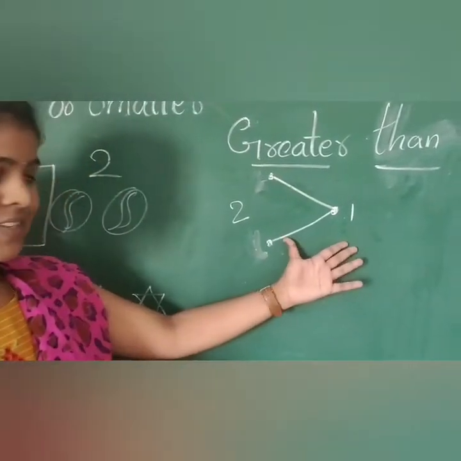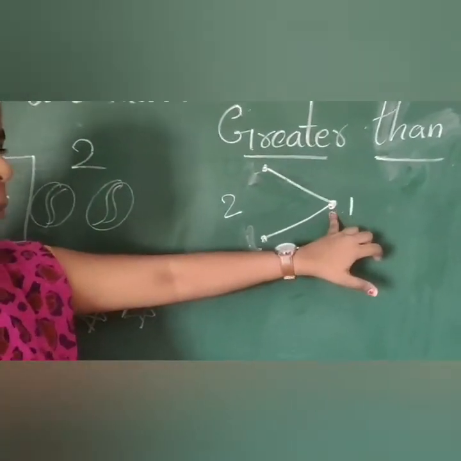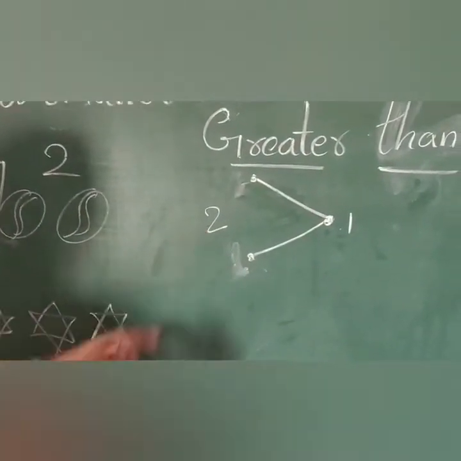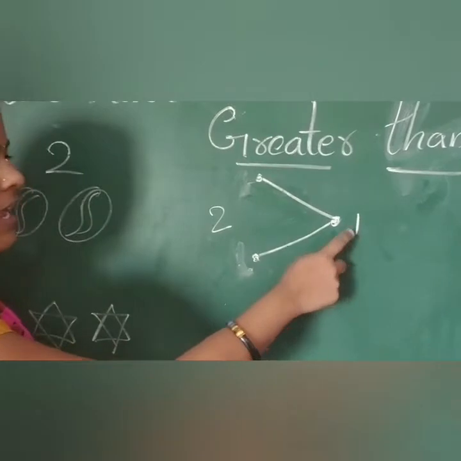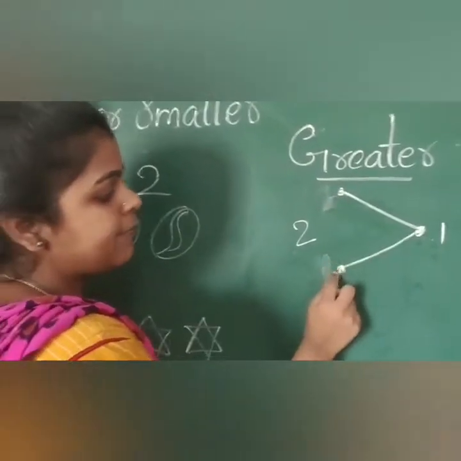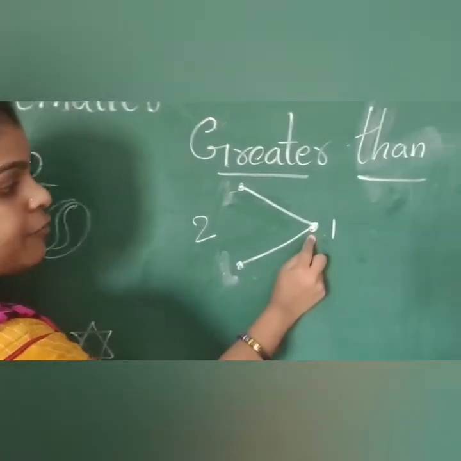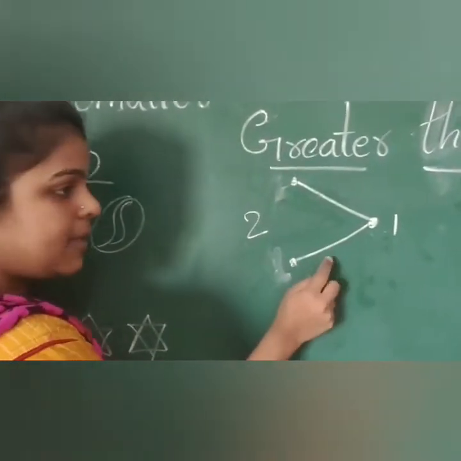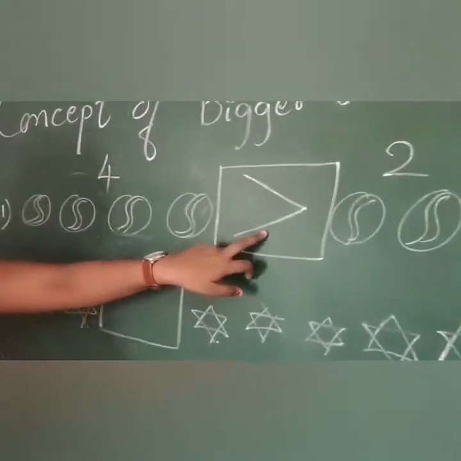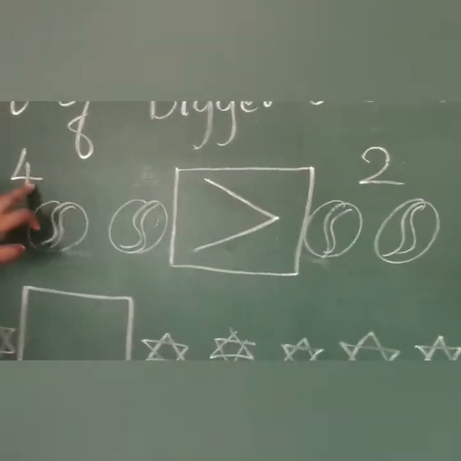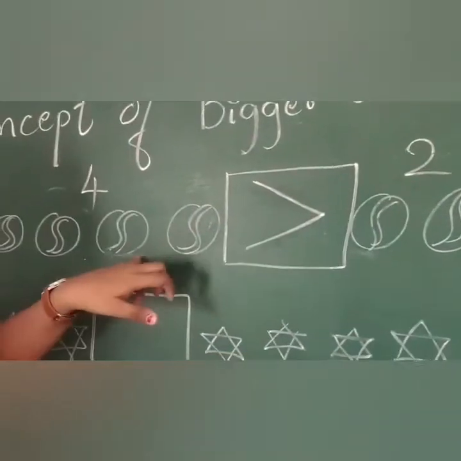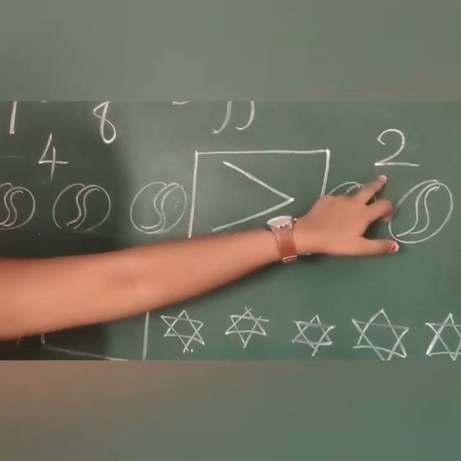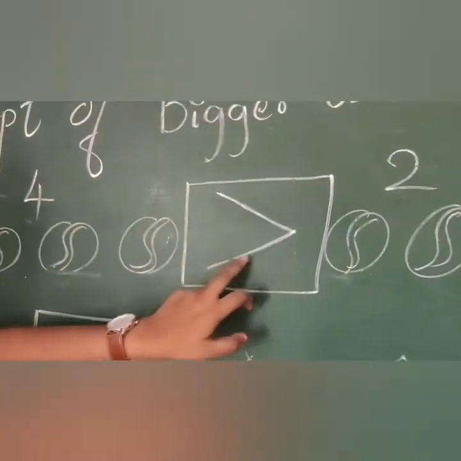How do we identify this symbol? We have 1 point at one end and 2 points at the other end. We already know that 2 is bigger than 1. Then we can say that we have 2 points at the bigger side and 1 point at the smaller side. This is the symbol of greater than. The symbol I have used here is greater than. Why? Because 4 is bigger than 2. I have 2 more balls than 2. Then we can say that 4 is bigger than 2. 4 is greater than 2.